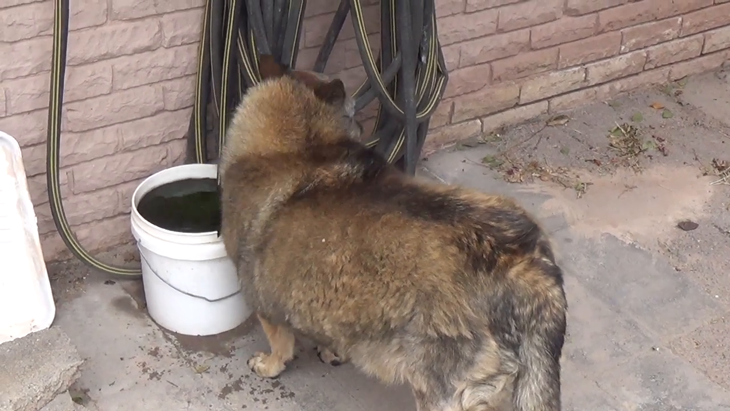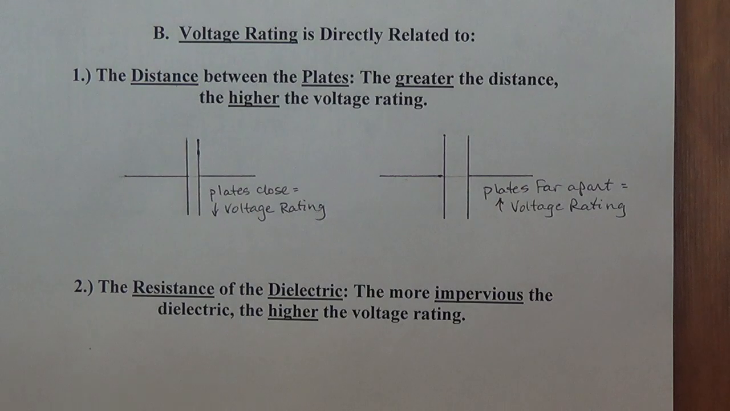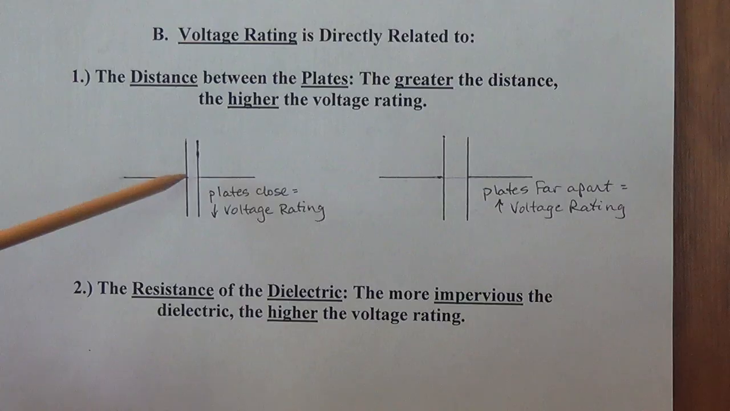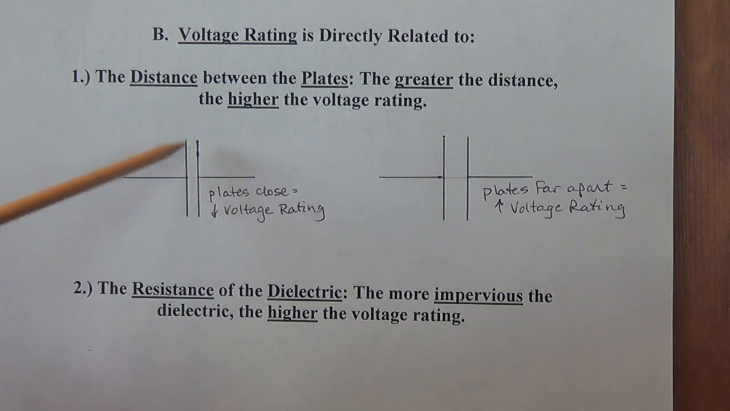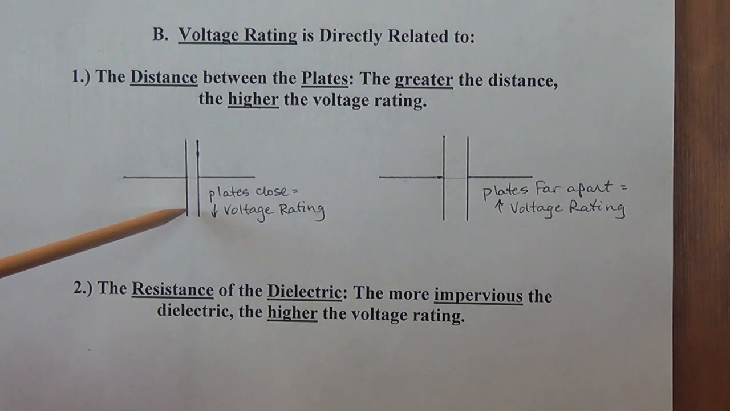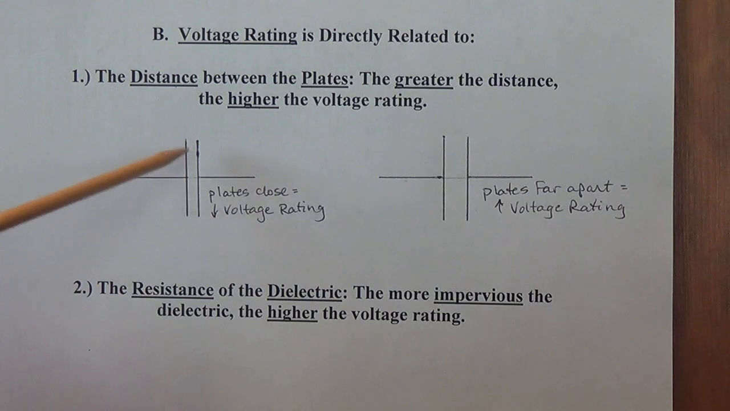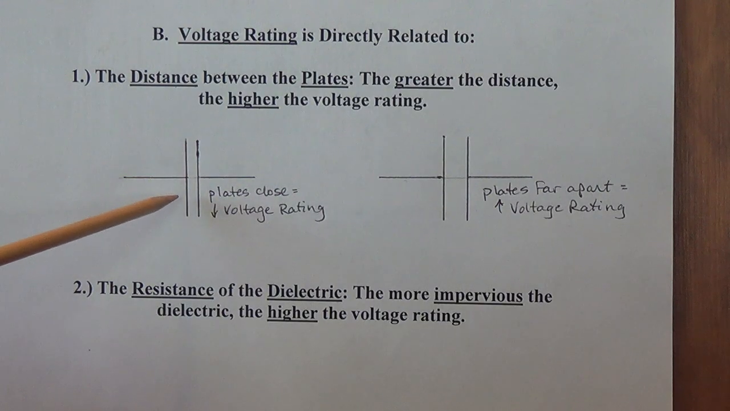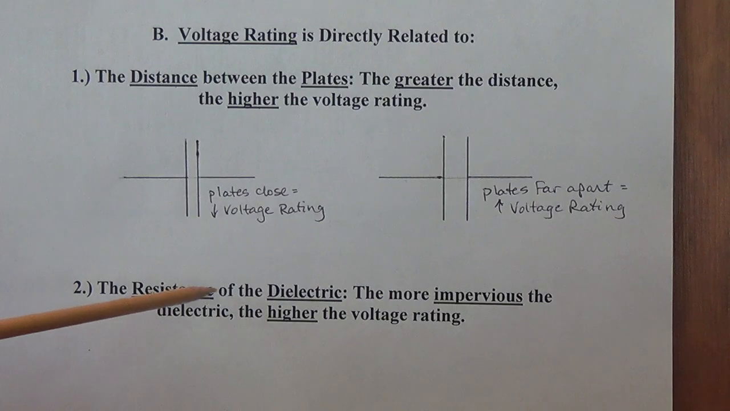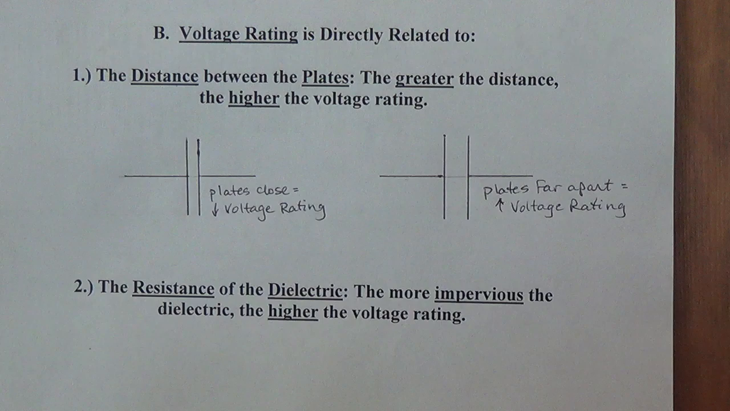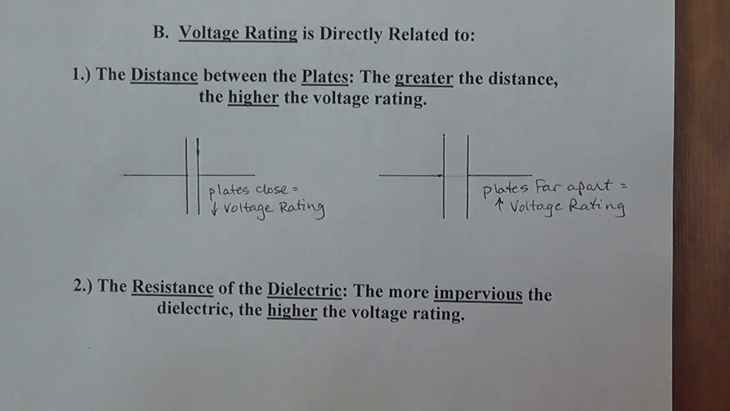I guess so. Finally, as far as voltage rating, it depends on the dielectric. I think this is common sense too. If you have a very highly insulating dielectric between here, you're going to have a lot higher voltage rating than if you put something in here that's weak and wimpy and allows electrons to pass quickly. So the resistance of the dielectric, its ability to remain impervious to electrons, will also determine our voltage rating.